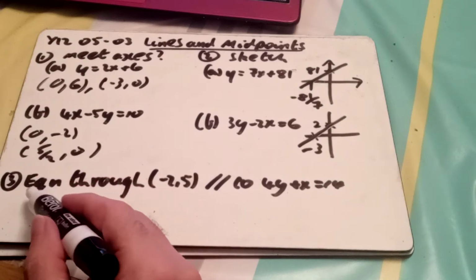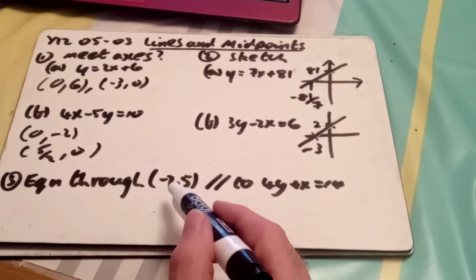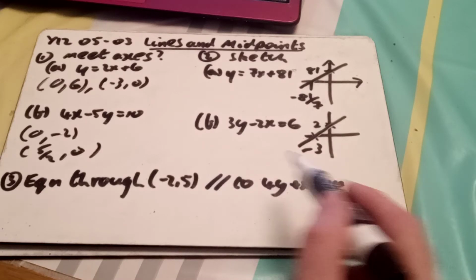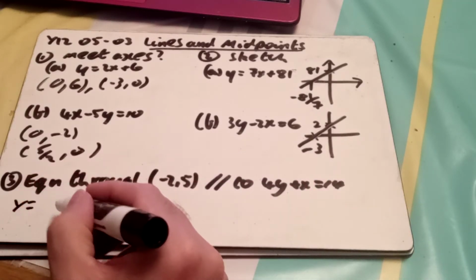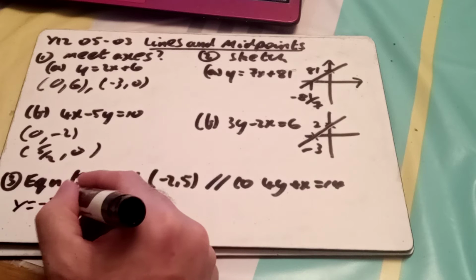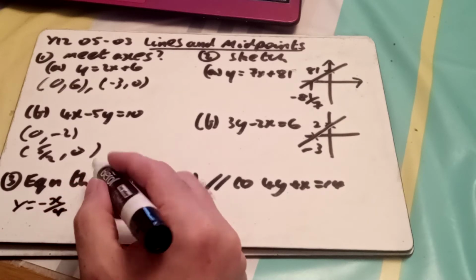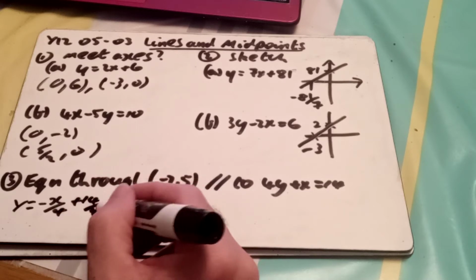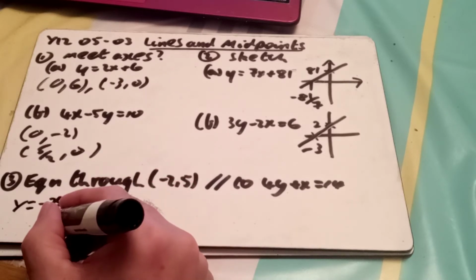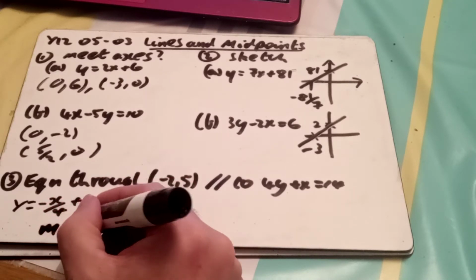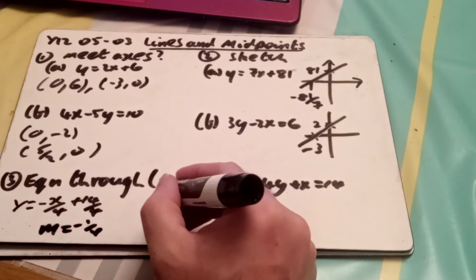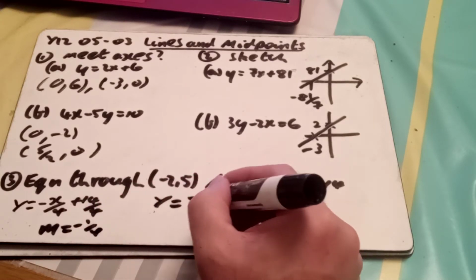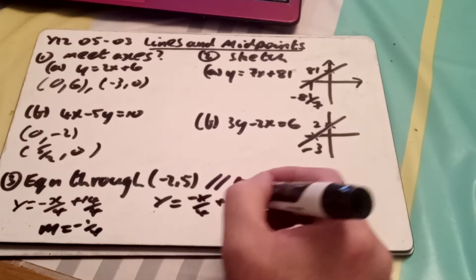I might be asked for the equation through that point, but parallel to this. What I have to do in this case is rewrite it as y equals minus x over 4, and then plus 14 over 4. I can cancel down if I need that. Not required for this question. So I can read off m, the gradient I'm after, is minus a quarter. So I can state that any line parallel must be y equals minus x over 4 plus c.